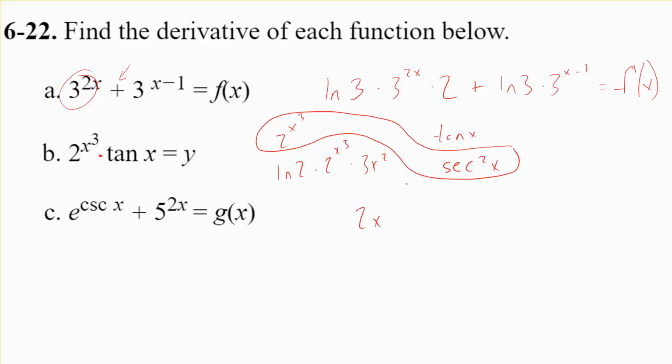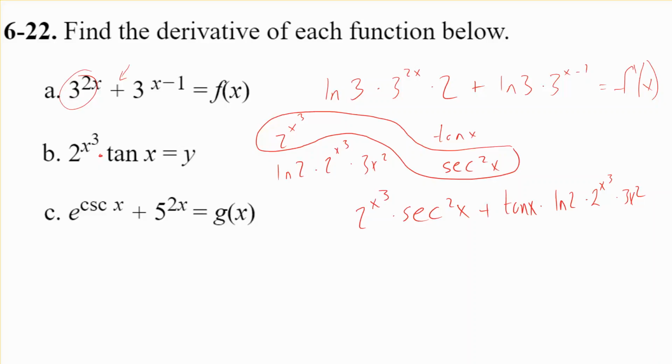Two to the x cubed times the secant squared of x plus, I'm going to write tan x times, whatever order we want, natural log 2 to the x cubed times 3x squared. Long derivative, but our basic product rule, chain rule, and now our exponential.